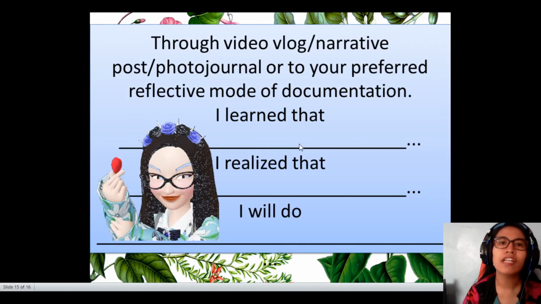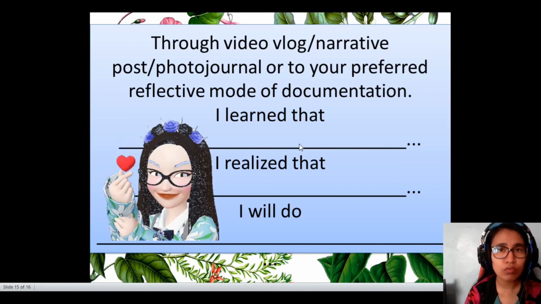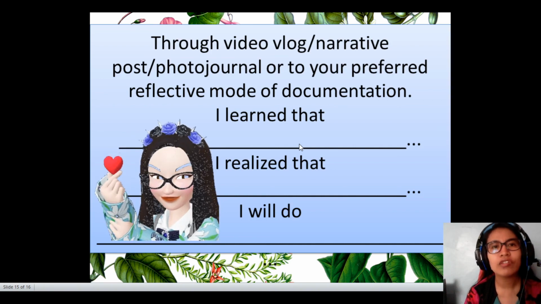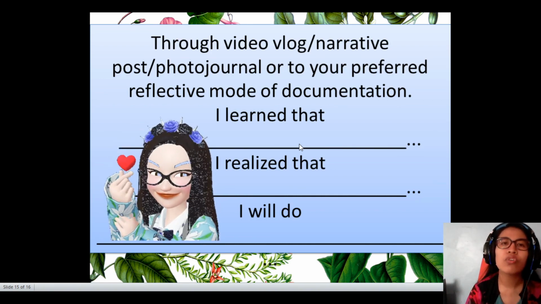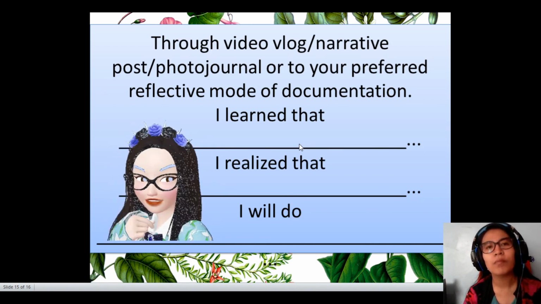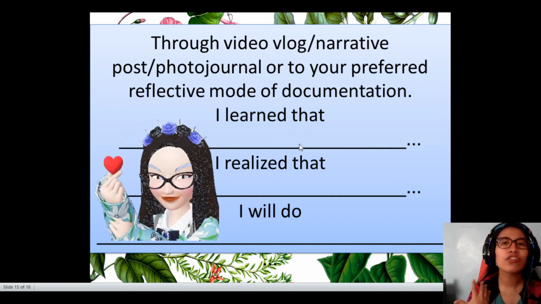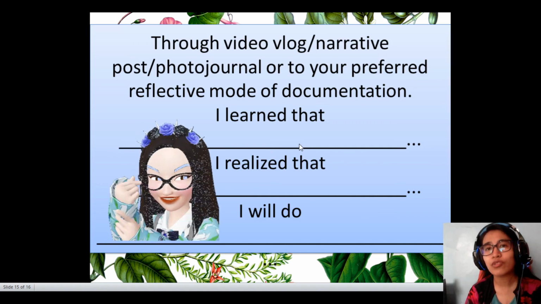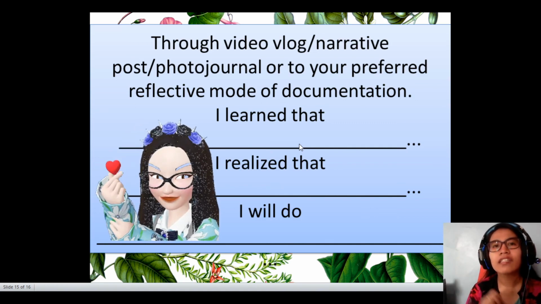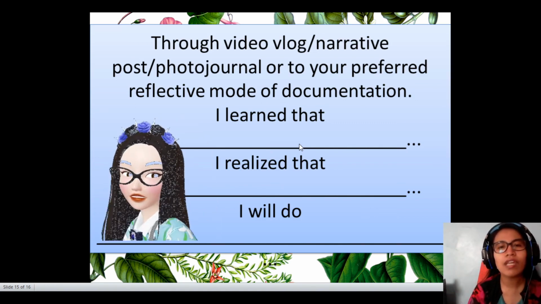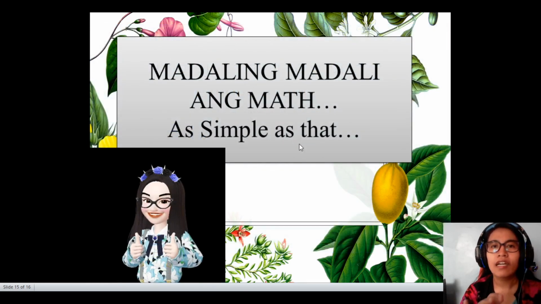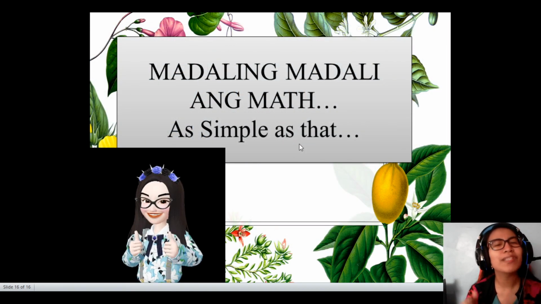After you answer learning task 1 and learning task 2, of course, you will make your documentation of reflection. So you can choose video blog, narrative post, photojournal, or your preferred reflective mode of documentation. Just don't forget to say or write that I learned that, I realized that, I will do. And for that, we can finally say, madaling-madali ang math, as simple as that.